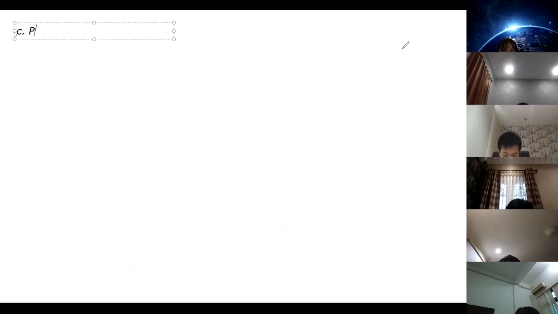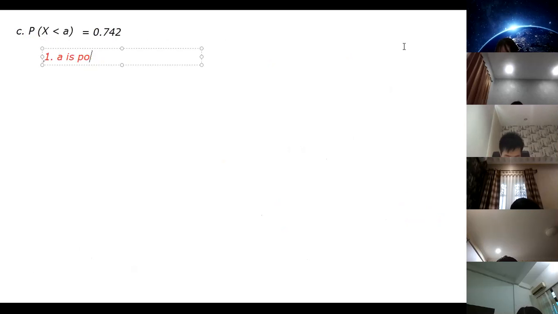So for part C, if you want to find x lesser than a, let's say this one has to be equal to 0.742. Again, we have to think if the a is positive or negative. So that's the first step. That is the first step. A is positive or negative.